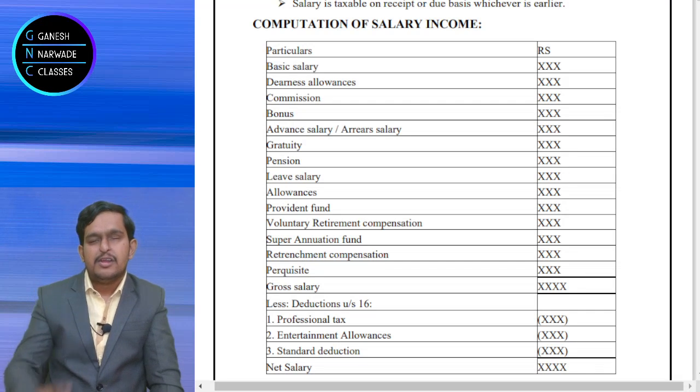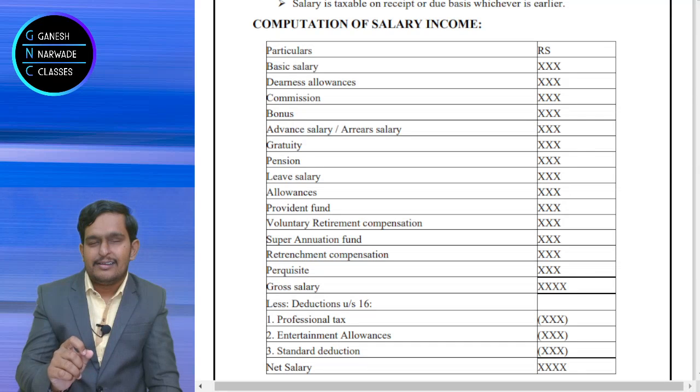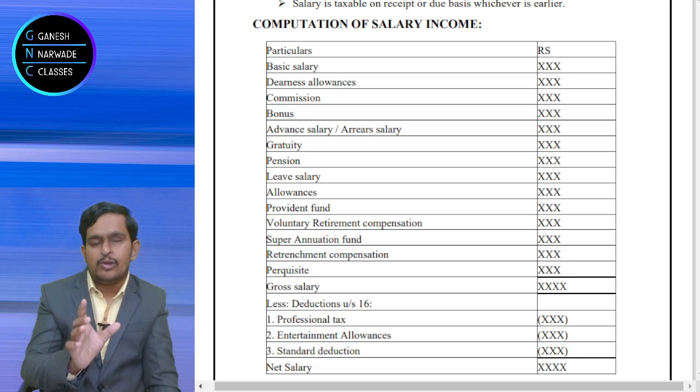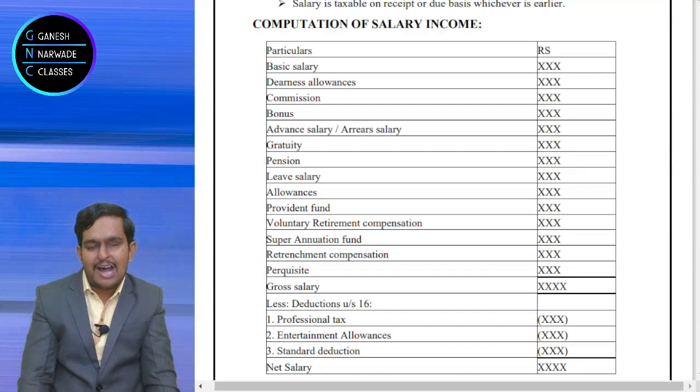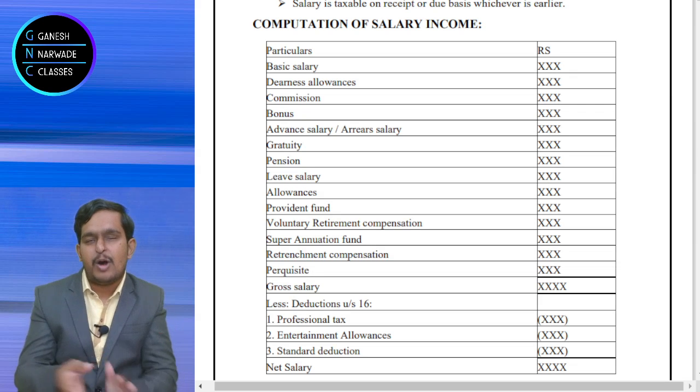Again repeating for you. Basic salary, bonus, commission, fees. Right? Allowances, dearness allowance, perquisites, leave salary, gratuity, pension, advance salary, arrears of salary. Are you able to connect? Yeah. Leave encashment. So many things are there. Provident fund. So all these you include, you will get gross salary. And after that, you deduct 3 items. What are the 3 items? Come on, repeat with me.